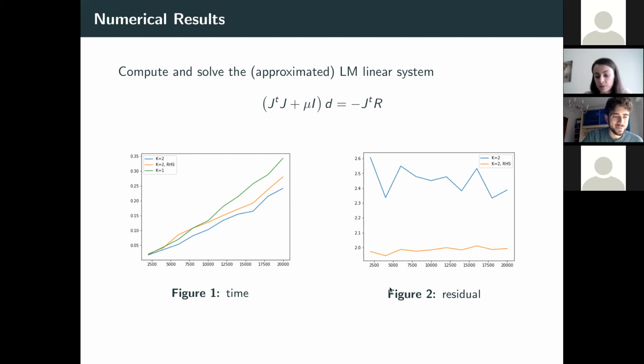And here we just have a plot for the same set of problems of relative residuals with and without right-hand side correction. So we can see that in practice, the right-hand side correction seems to help to reduce the residual in the linear system, so to increase the quality of the approximation that we get.